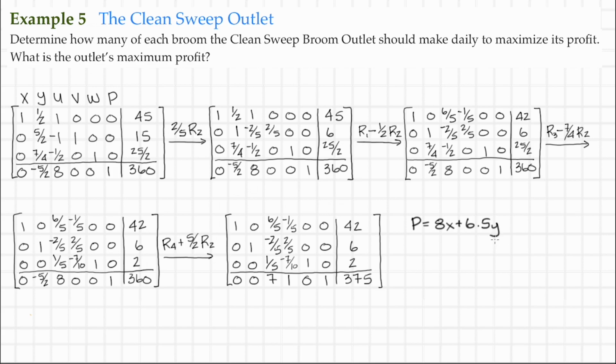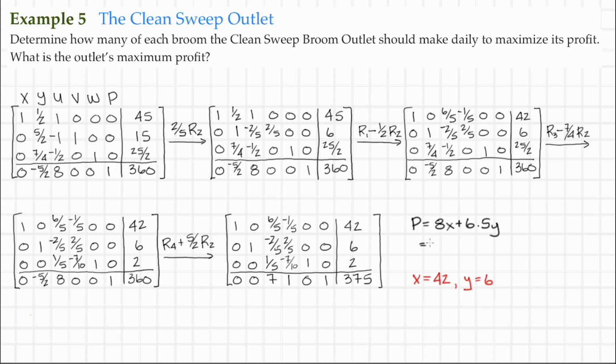So it says determine how many of each broom the clean sweep broom outlet should make daily to maximize its profit. And then what is the outlet's maximum profit? So as we can see right here, that's x, and x was our push brooms. So x is equal to 42. And y, that was our brush brooms. So y has got to be equal to 6.